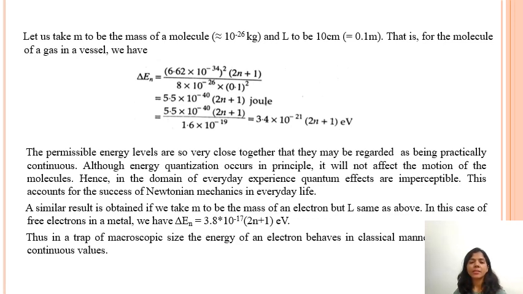A similar result is obtained if we take m to be the mass of an electron but L the same as above. In the case of a free electron in a metal, we have delta En equal to 3.8 into 10 to the power minus 17 (2n plus 1) electron volt. Thus, in a trap of macroscopic size, the energy of an electron behaves in a classical manner. It can take continuous values.